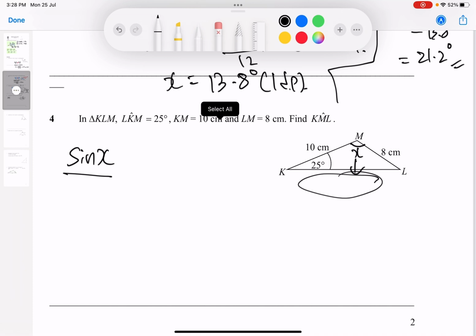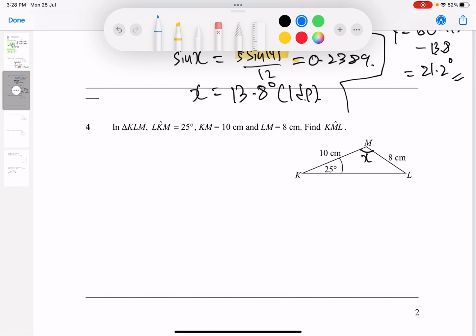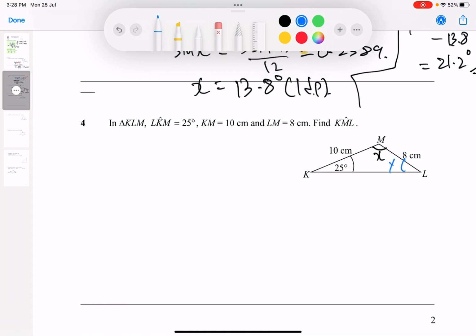What does this tell you? You cannot use that pair of ratio. If you cannot use that pair, don't dismay. Ask yourself, can you do another pair? There is more than one way for you to find angle x. You can find angle x if you know, for example, what is angle y. If you know angle y, do you know angle x? You can use the sum of angles in a triangle. So in this case, you can find angle y first.